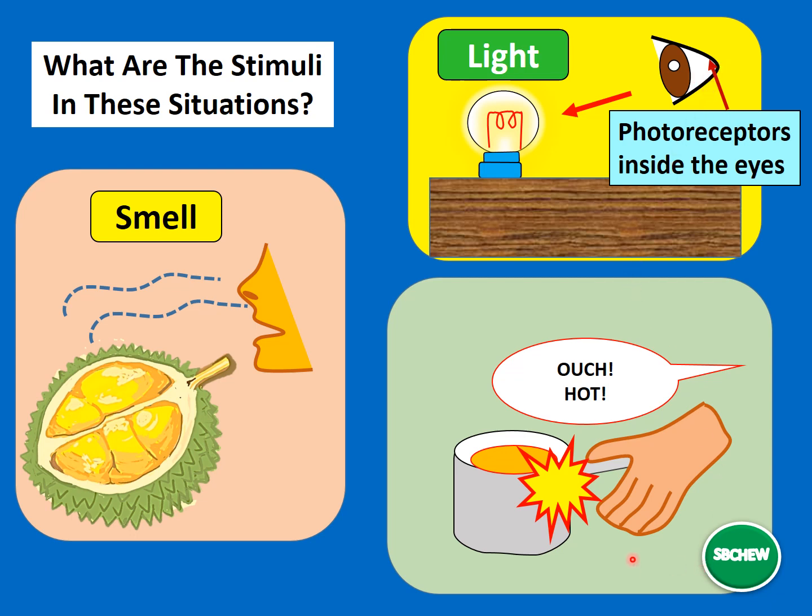For the third situation, a person has touched a hot saucepan. So what is the stimulus here? Yes, it is heat. So heat has stimulated the receptors in the skin of the hand. All right, and the skin detected the stimulus and thus produced the impulse, which is transmitted again to the nervous system, central nervous system.